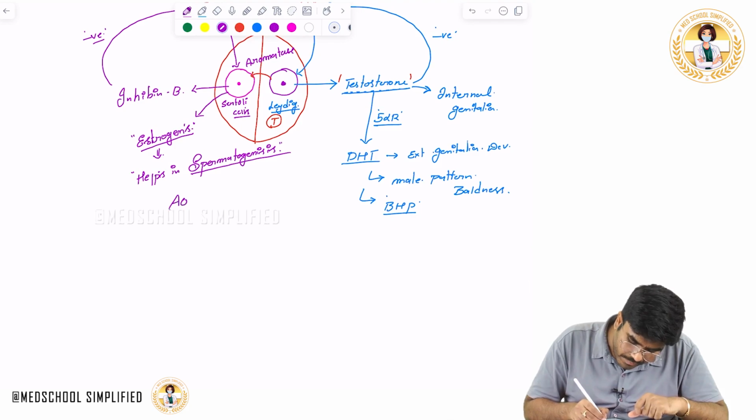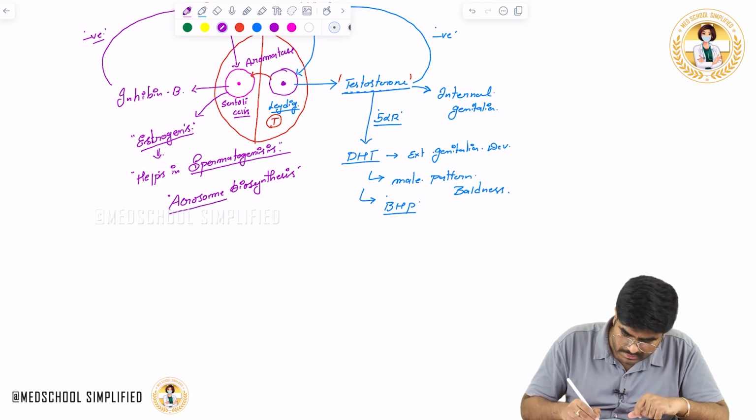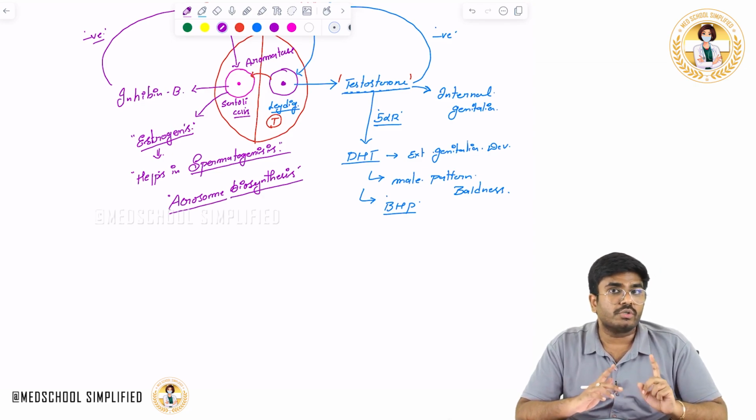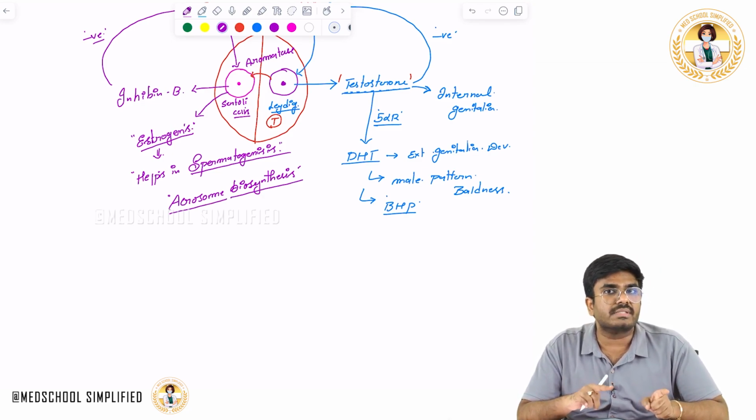That too, acrosome biosynthesis. Okay, in the acrosomal biosynthesis, for the production, you require the estrogen. So, estrogen receptors are there on the sperms.